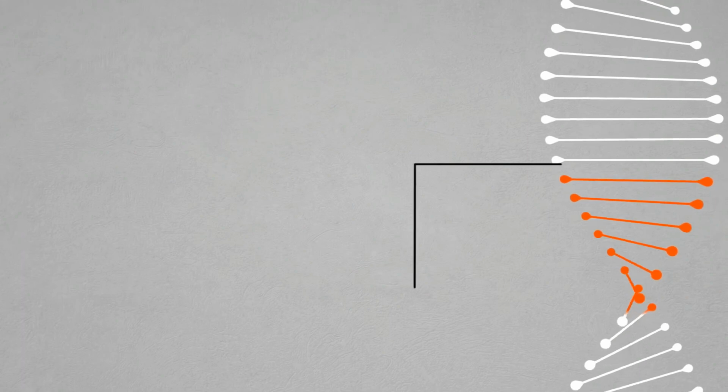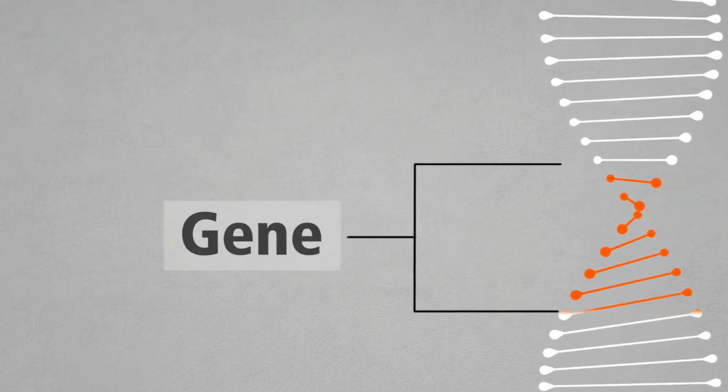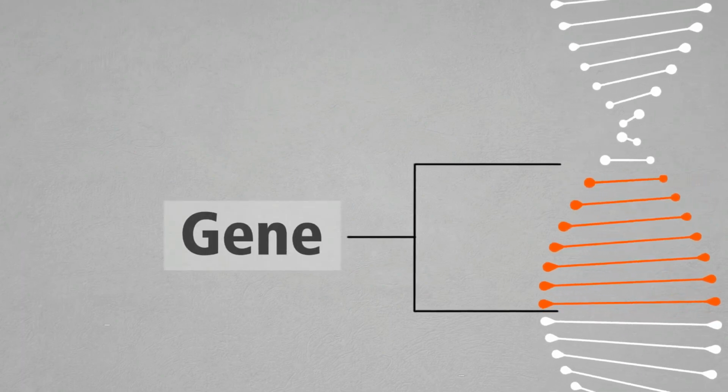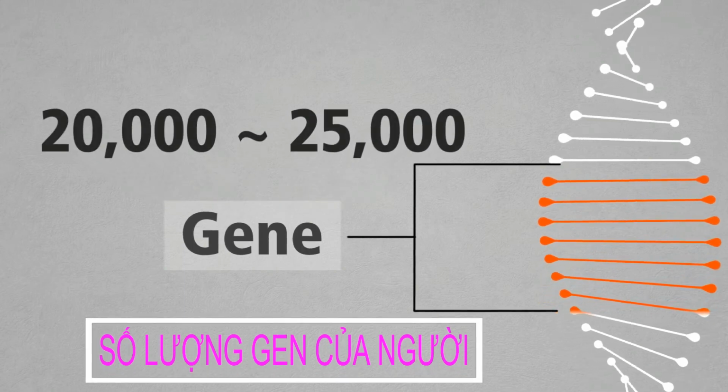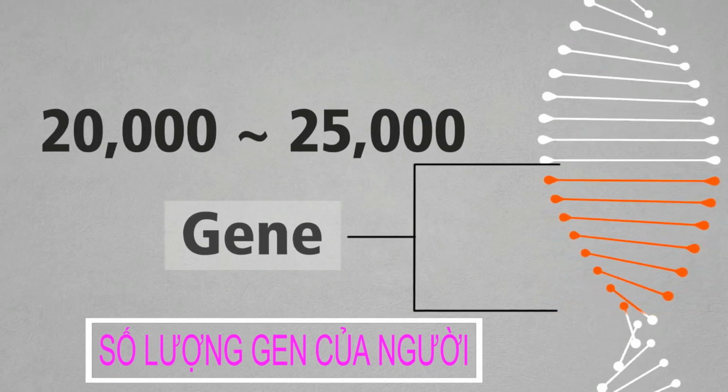In humans, genes vary in size from a few hundred DNA bases to more than 2 million bases, and we have an estimated 20,000 to 25,000 of these genes passed during reproduction.